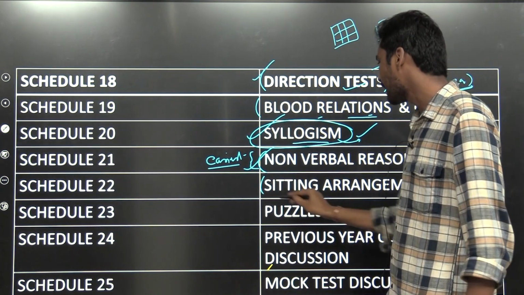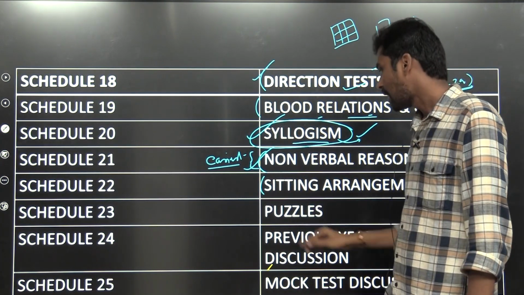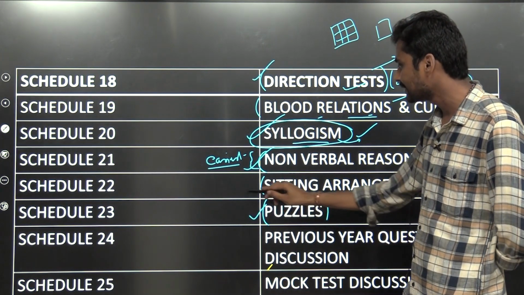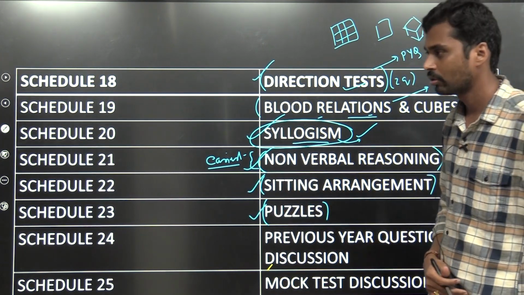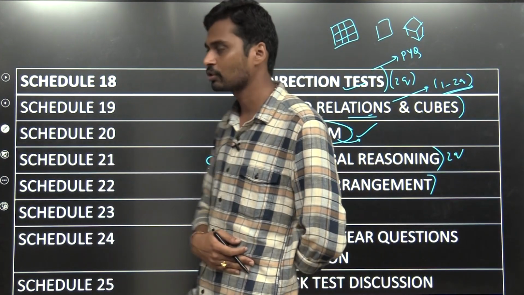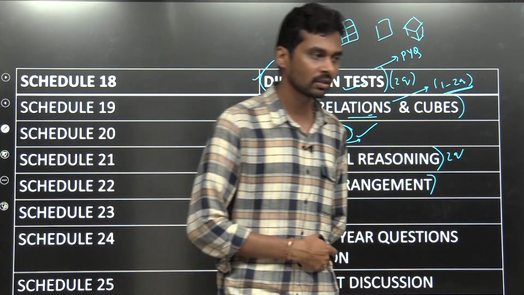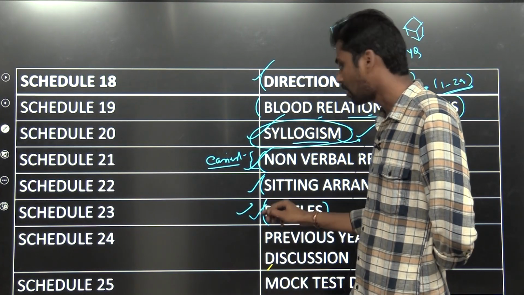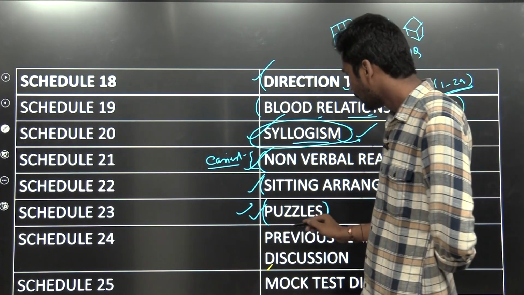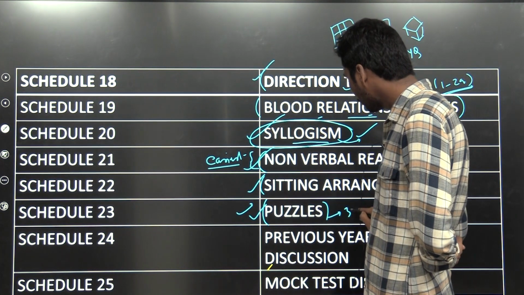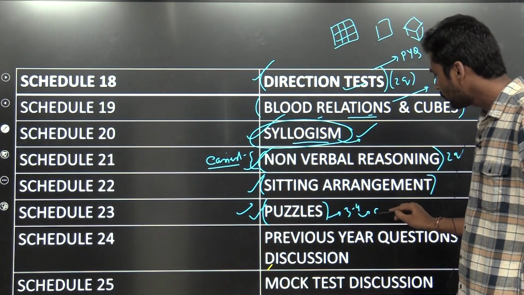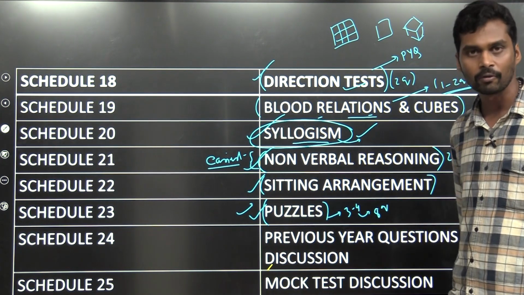Next one is sitting arrangement and puzzles. See, earlier we had a good weightage on puzzles and sitting arrangement, which means up to 2018, 2019. Up to 2019, I can say, you had a minimum of 3 to 4 puzzles, which means the number of questions was around 8 questions from the puzzles topic only.